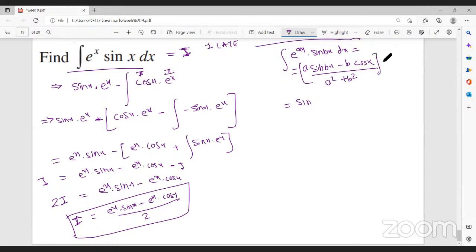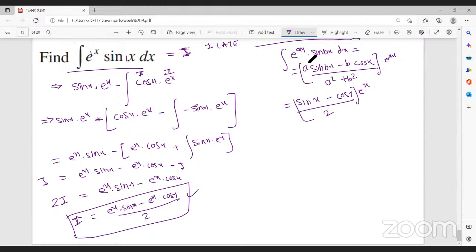So here e to the power x will be there, and here I am getting sin x minus cos x upon 1 plus 1, that is 2, right? If I put a equals to 1 and b equals to 1 here, I am getting the same thing. So the general equation: the integral of e to the power ax sin bx dx equals to this. Okay.